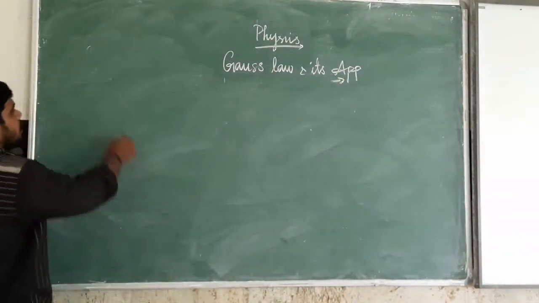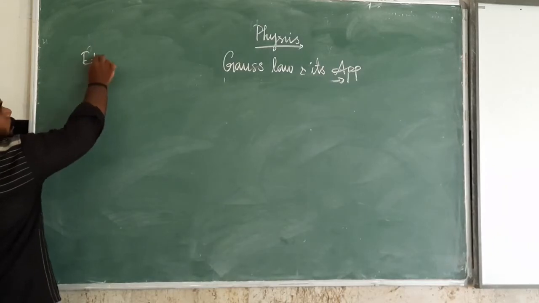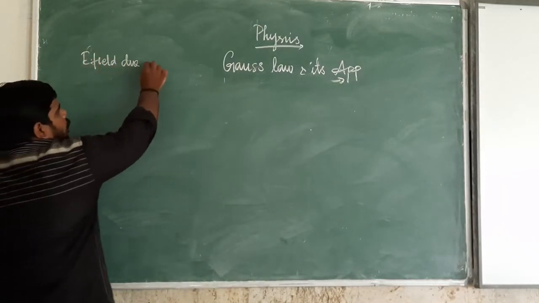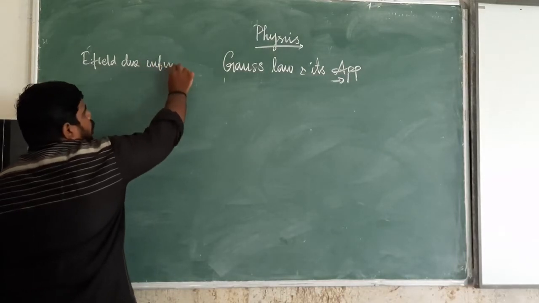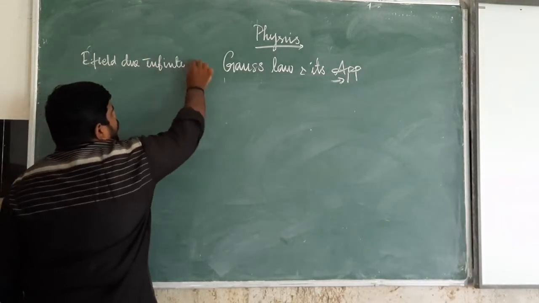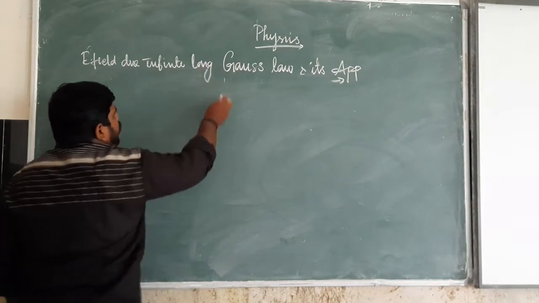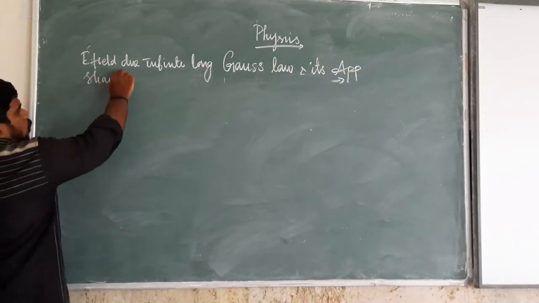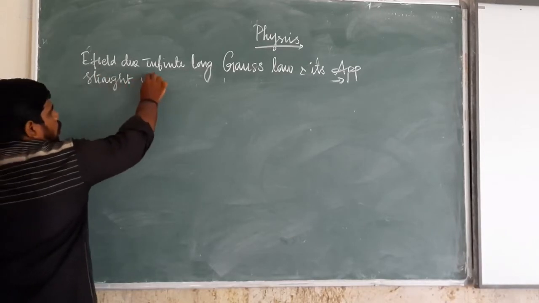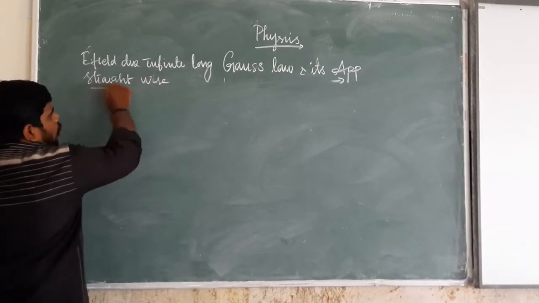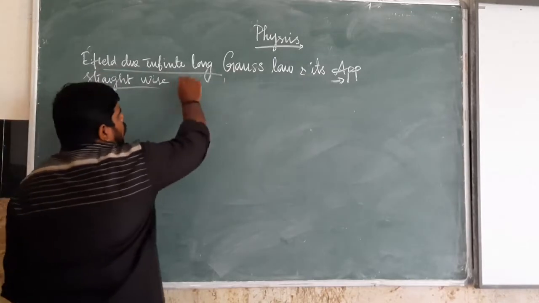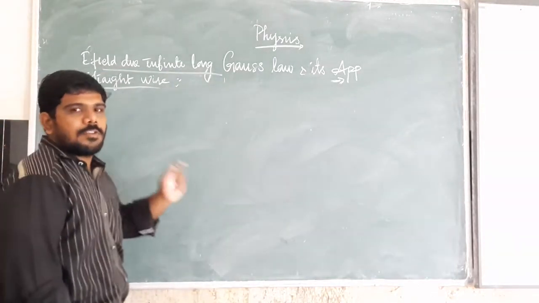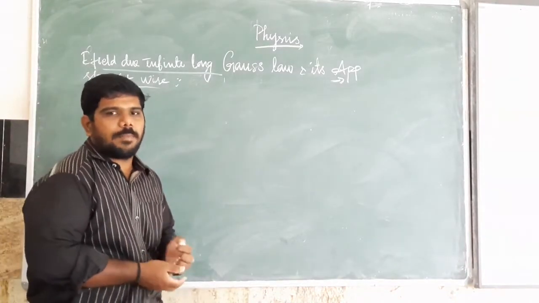So next we are going to see the electric field due to an infinitely long straight wire. This will be one of the important questions, and this will be the first Gauss law application. Okay, clear?